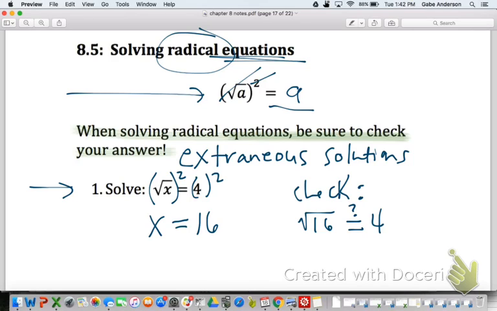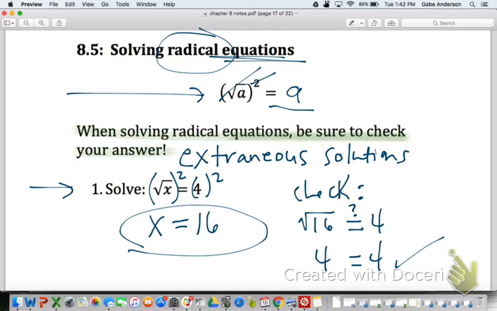Possibly equals, right? The question mark just means I don't know. It might equal. We'll confirm or deny that in a second. So what is the square root of 16? 4. Yeah. So you get to the end there and you say 4 equals 4. Yep, that's true. That means that x equals 16 really is a solution to my original equation.